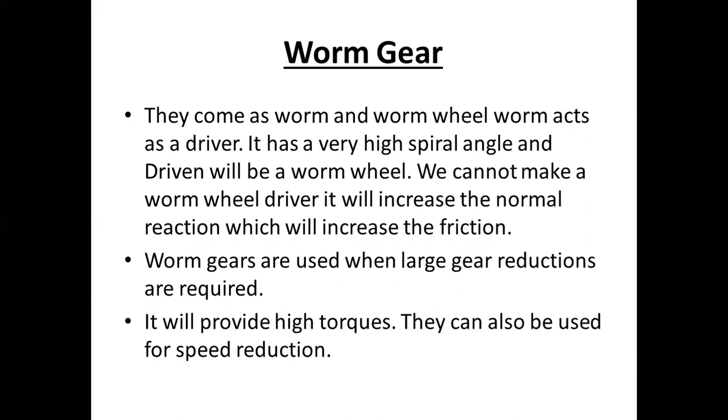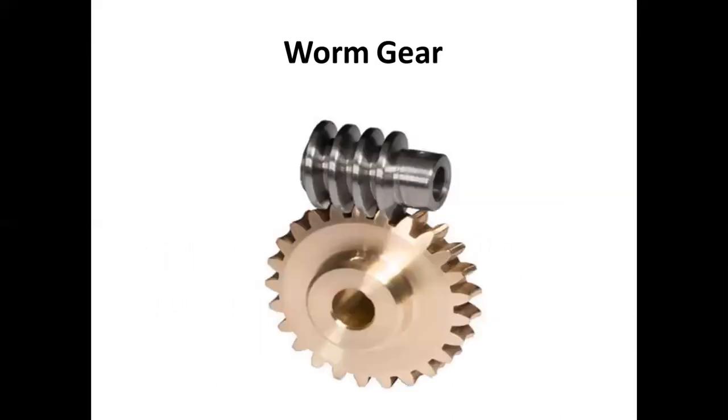So the speed will be very low. We are using this type of gear for speed reduction, so it will provide high torque. We know torque is force times radius, and as I said earlier, torque is inversely proportional to the speed. So the worm gear increases the friction, and we are using this kind of gear for speed reduction. Automatically, it will provide high torque. This is a type of worm gear.